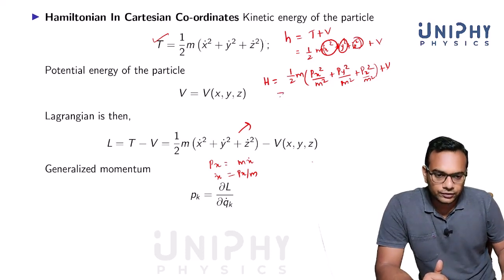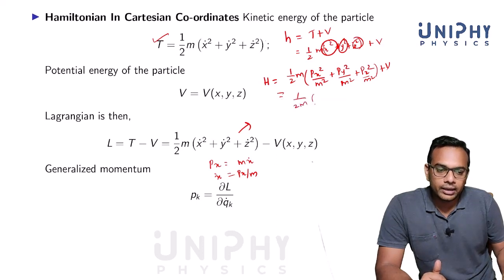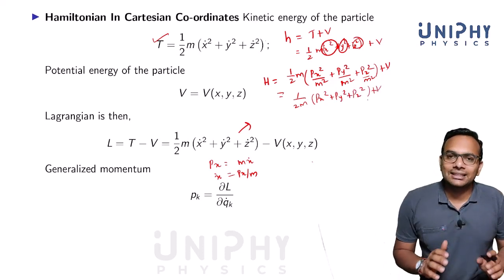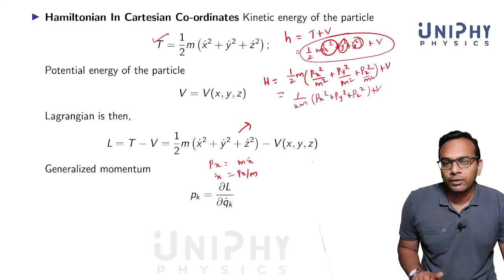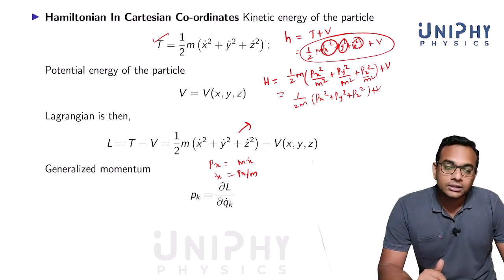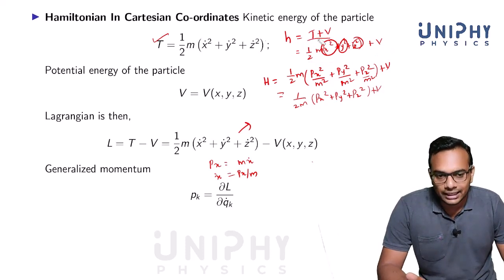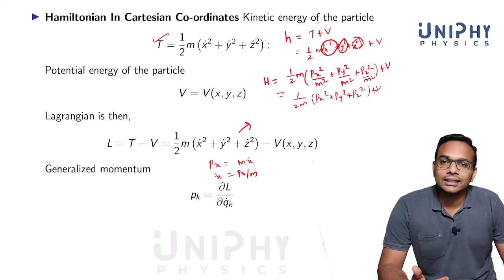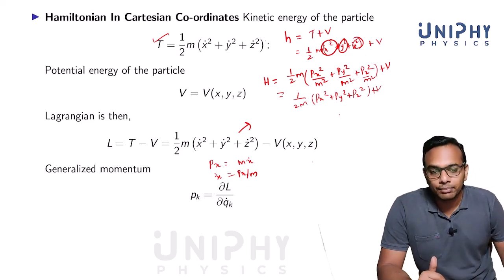Now, we can of course write it in a slightly simpler manner. So this becomes 1 by 2m (px square plus py square plus pz square) plus V. Okay, a common mistake that students commit when doing this is they write the energy function as the Hamiltonian, which is not the case. In your Hamiltonian, you should never have any of the q dots. If you remember that, this is easy. You see that it's just one step: write the energy function T plus V, and then just substitute for x dot, y dot and z dot in terms of px, py and pz, and you get the Hamiltonian.